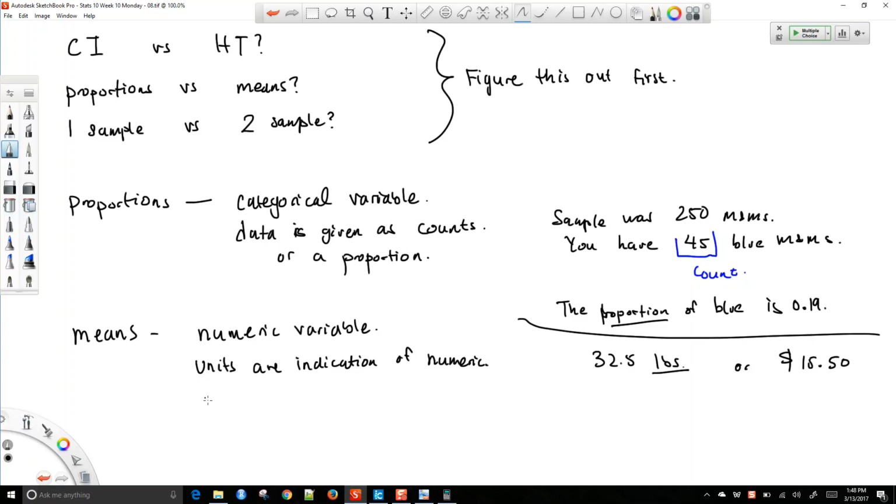If you see anywhere in there that a standard deviation is given, okay, because to do problems with means, you need a standard deviation of your sample. If a standard deviation is given, then it's a problem with means, okay? Then it is a numeric variable.